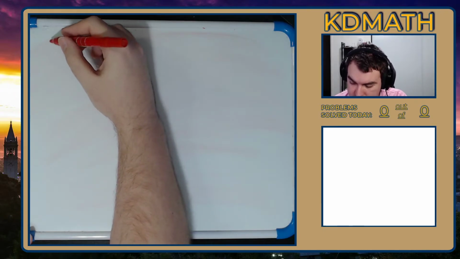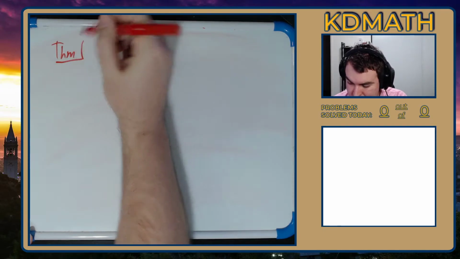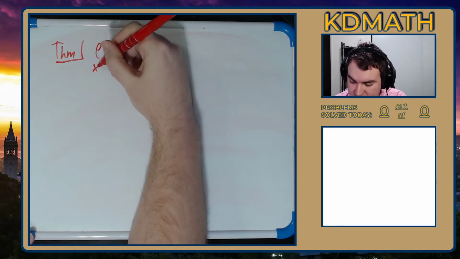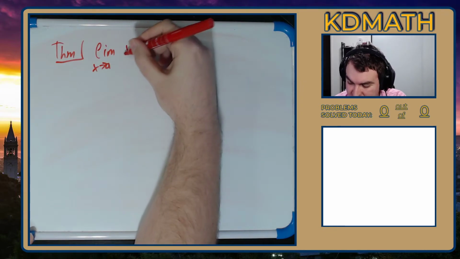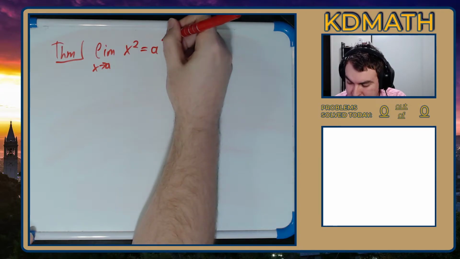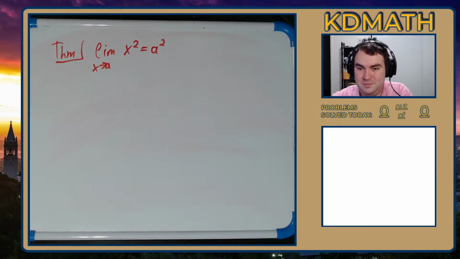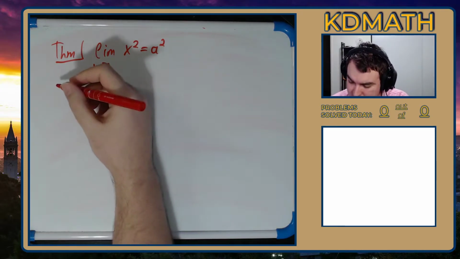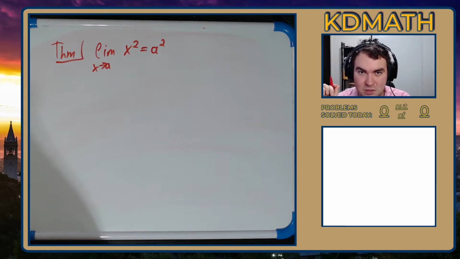Okay, so now let's do another proof. So theorem: the limit as x goes to a of x squared equals a squared. There is some logic to the madness here, as we're just taking powers of x, and we're proving it now for x squared. We're not going to use the limit laws because we haven't talked about them yet, but we will talk about how we would prove this using epsilon delta.